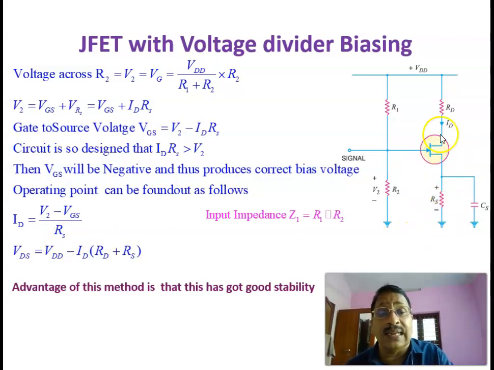Once you calculate the drain current, you can calculate VDS from VDD minus the drop across RD and RS, or VDD minus ID into RS plus RD. That is the corresponding drain to source voltage. That is the operating point: the drain to source voltage and the operating current. And the advantage of this method is that it has very good stability compared to self biasing and fixed biasing. The voltage divider biasing has good stability.